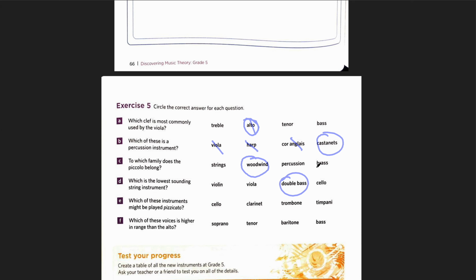Which of these instruments might be played pizzicato? Pizzicato is plucked, so it's not the timpani. Which of these voices is higher in range than the alto? Soprano is the highest, so it's got to be soprano.